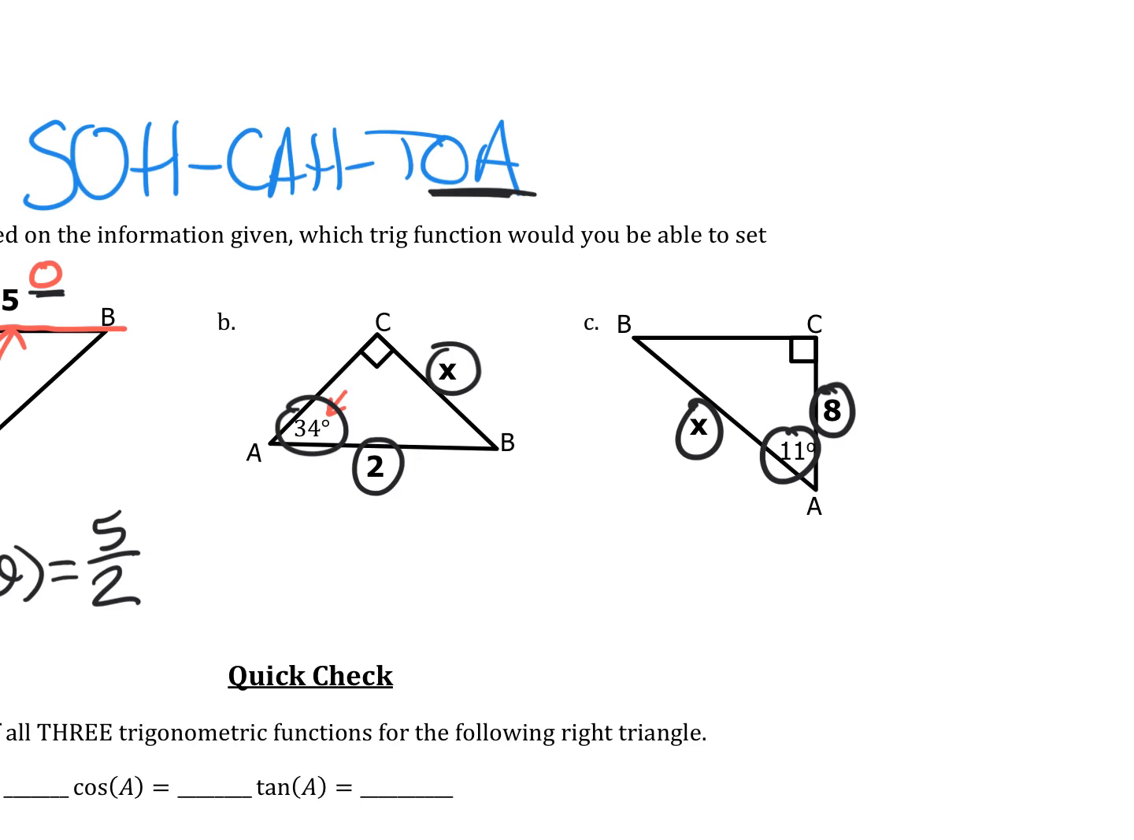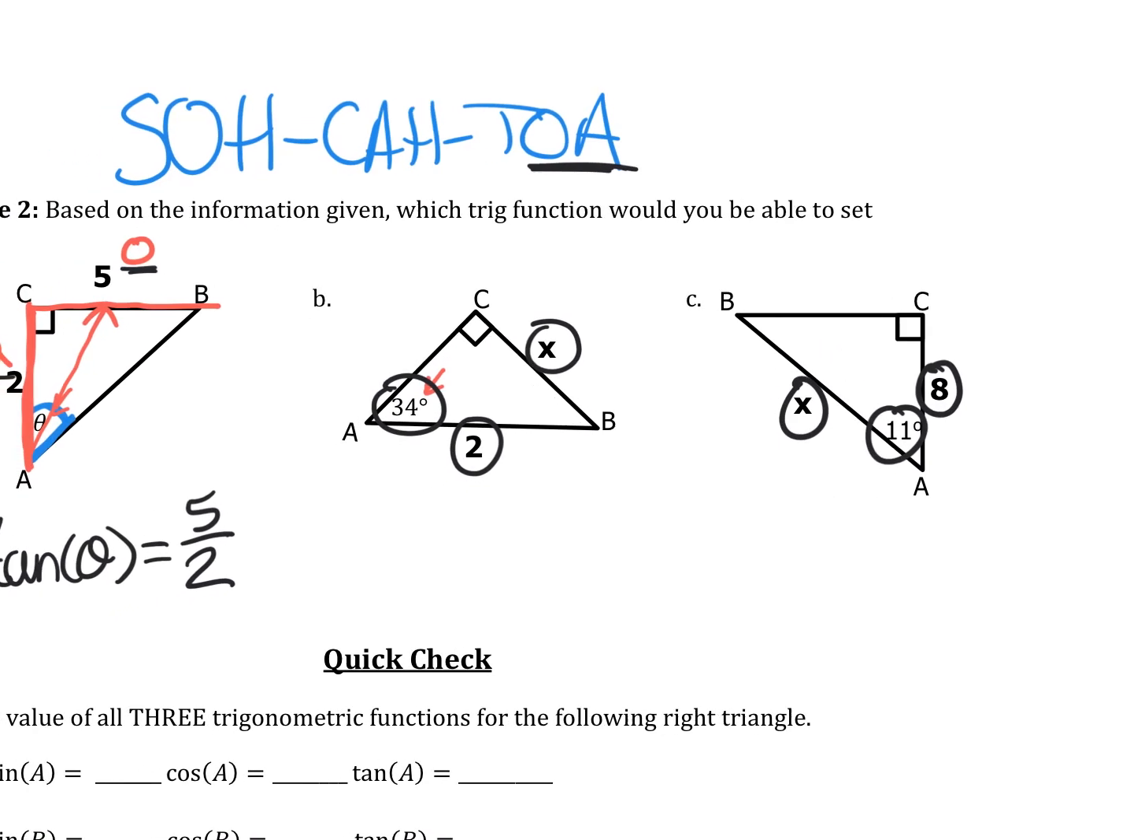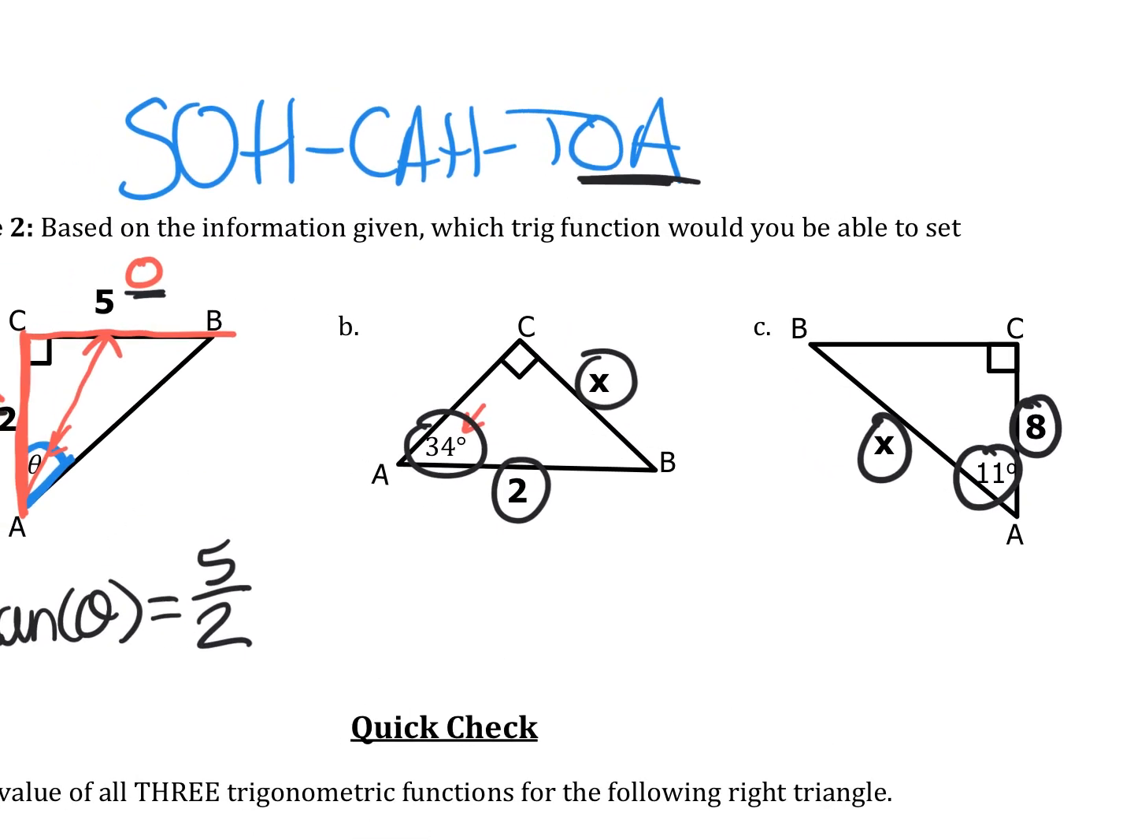So I want you to try letters B and C. So find the angle that's labeled for you, label the other 2 sides that have labels based off of that angle, and then use SOHCAHTOA to figure out what trig function you can use, and then set up that ratio. So go ahead and try letters B and C.